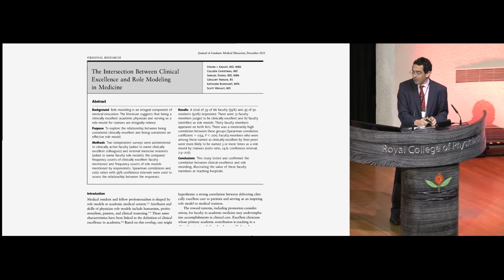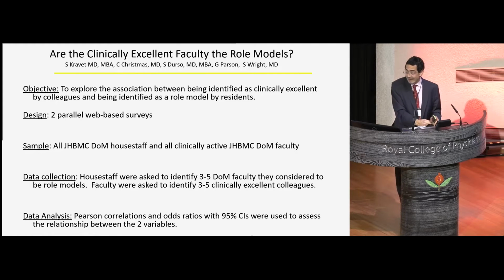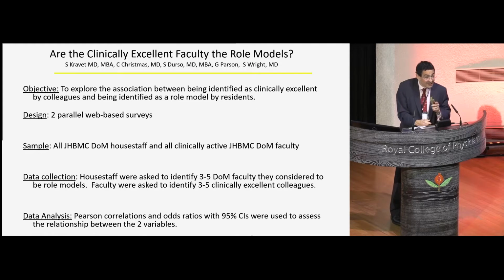So we wanted to look at that, and we looked at whether the best clinicians were also the role models. And so we did another, this is the last study that we did that I'll share with you. We did 2 parallel surveys. We asked the clinicians at Hopkins who among the faculty they think were the most clinically excellent? And then we asked the house staff at the same time who were the role models.